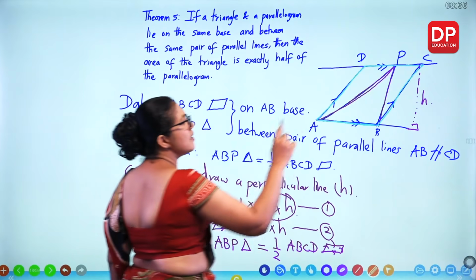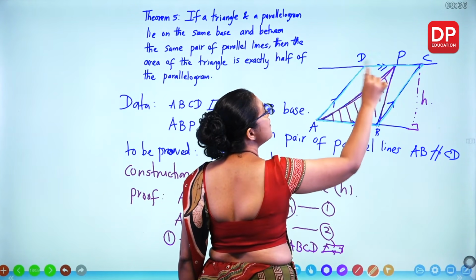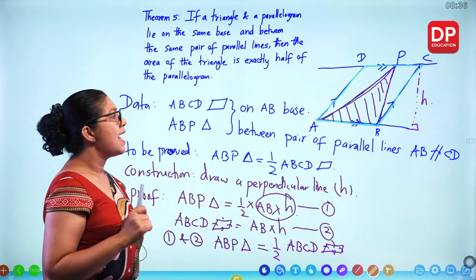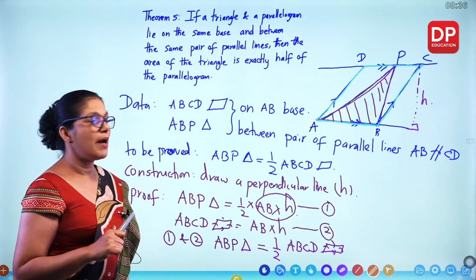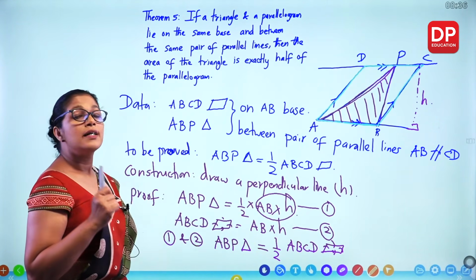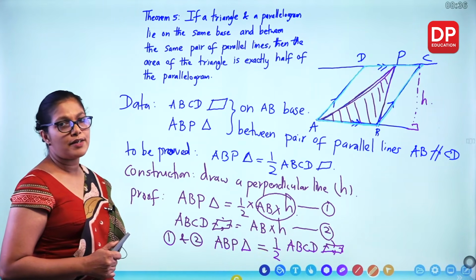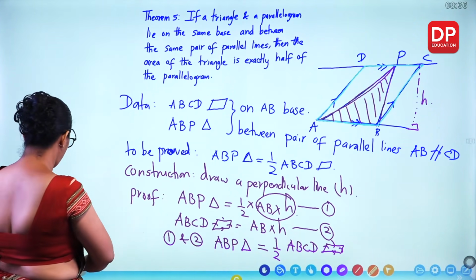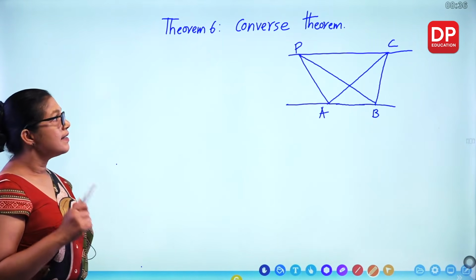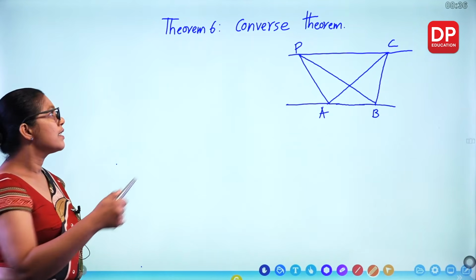So if you want any triangle area and the parallelogram area with same base and in between same pair of parallel lines, we see that the area of the triangle is half of the area of the parallelogram. Now we'll look at theorem number 6. This is not in your textbook, but this is also important.